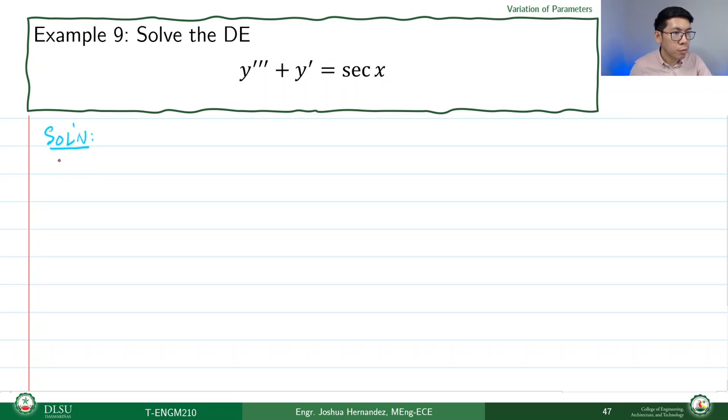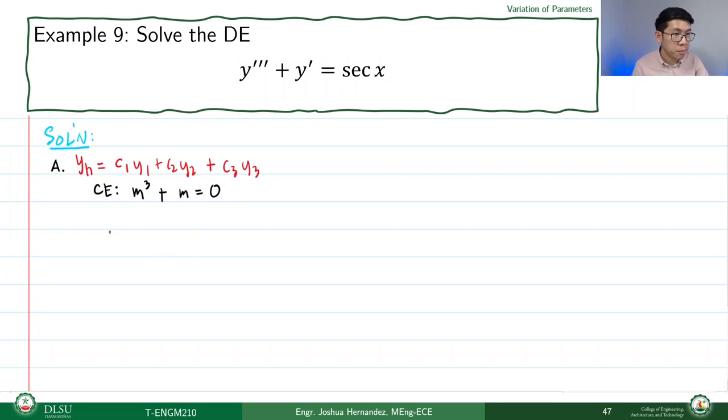Solution for the homogeneous part, yh, we know that it's c sub 1 y sub 1 plus c sub 2 y sub 2 plus c sub 3 y sub 3. We can expect three fundamental solutions because it's third order. And so, the characteristic equation for this is given to us as m cubed plus m equals 0.